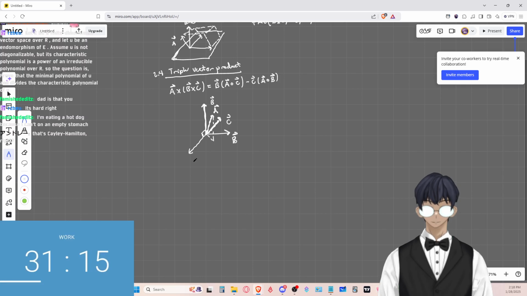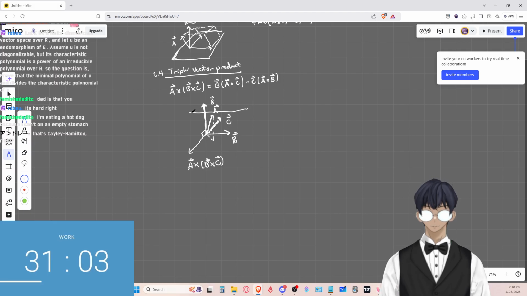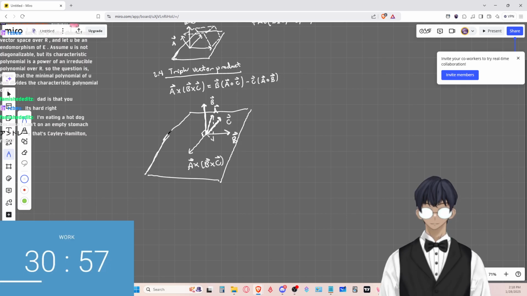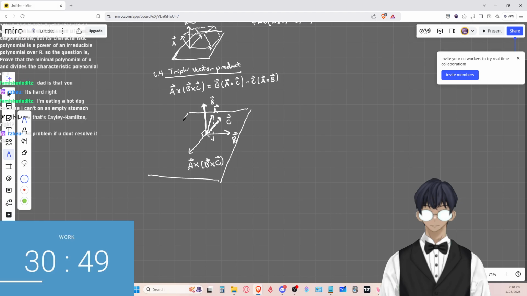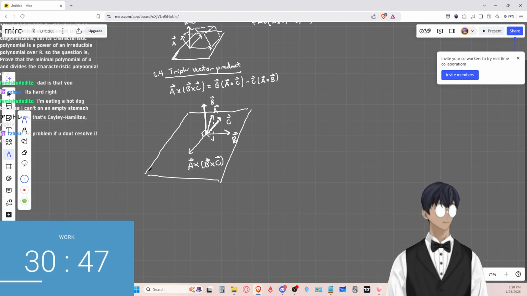Then this would be AX. Hopefully my handwriting is not too messy in this new application that I'm using, guys. Yeah, that looks really messy. Let's get rid of that. There we go. Nice. That's nicer.